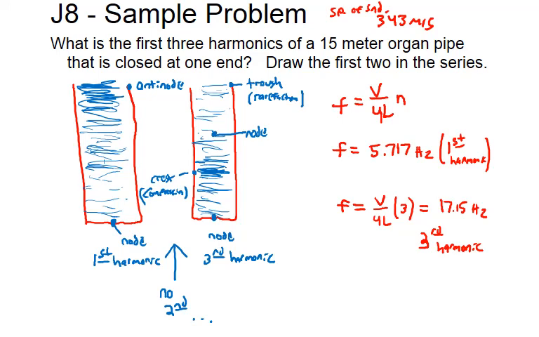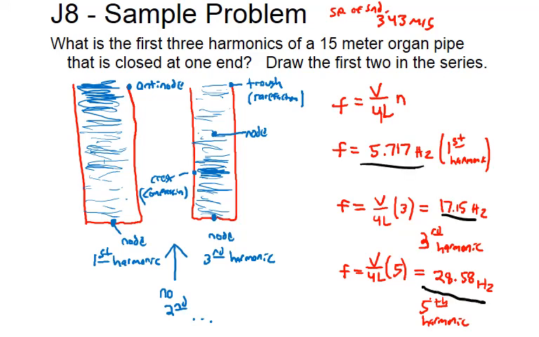Should get 17.5 hertz for the 3rd harmonic, and then the 5th harmonic, this would actually be the only one that you could hear, right? Because you couldn't hear this one, and you can't hear this one. It's below the audible range, and so you would have that. So with the 5th harmonic, what would happen?